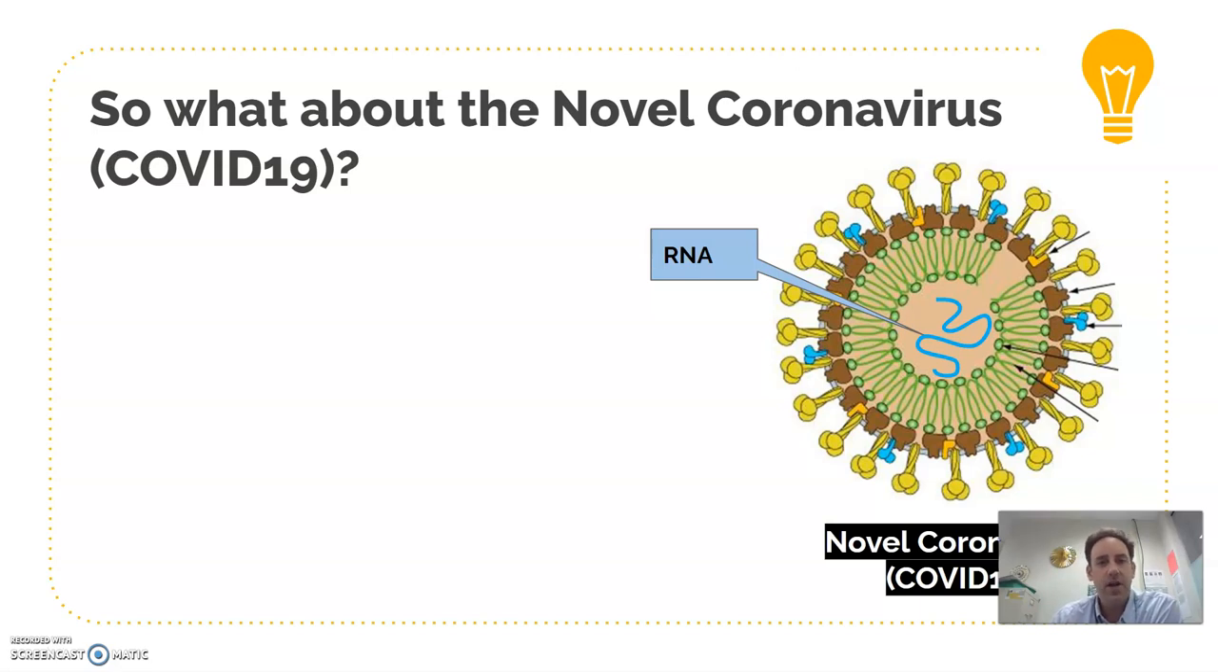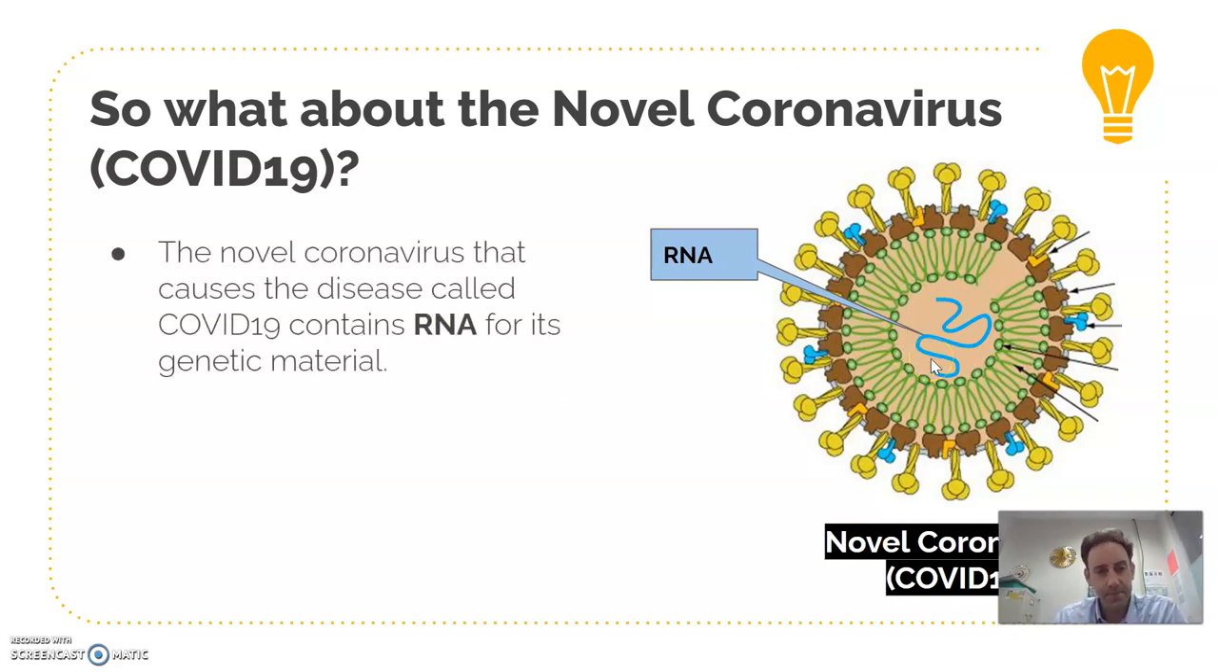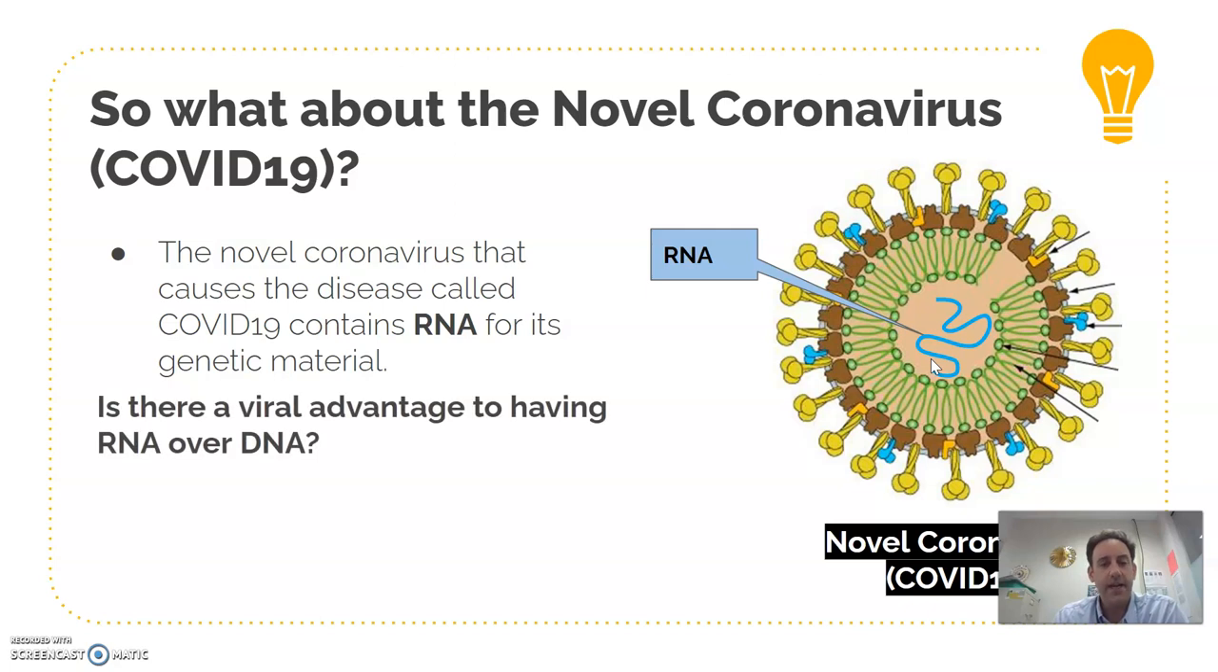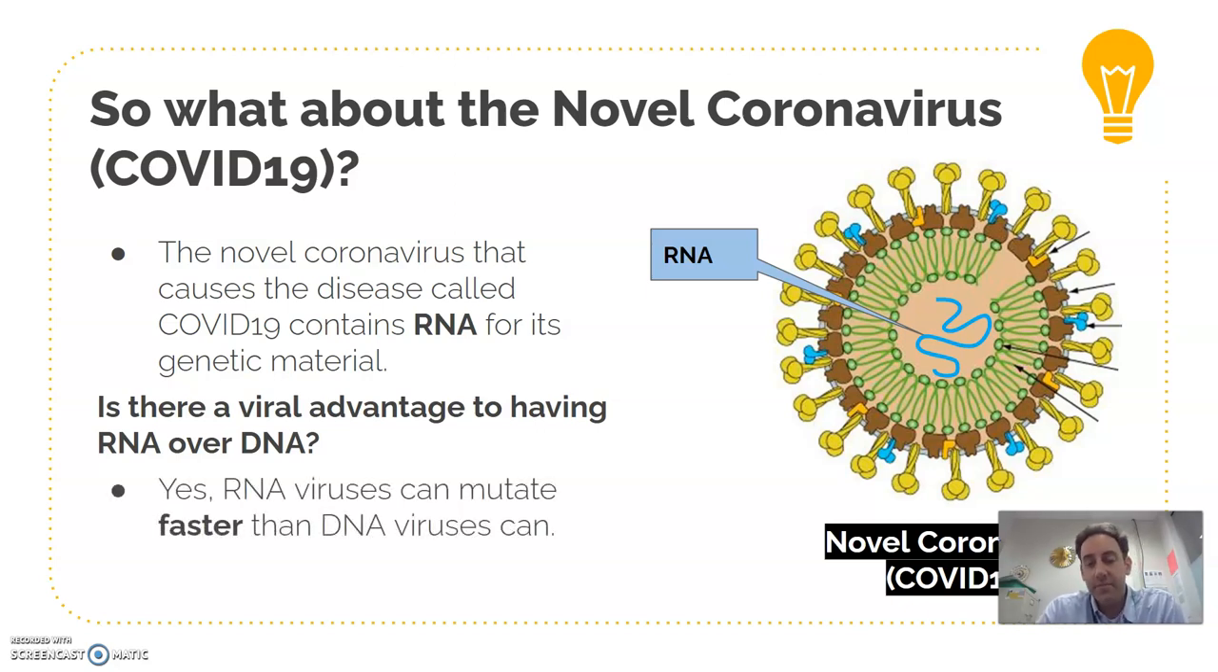Now, obviously, we should talk about COVID-19. That's the new coronavirus. You can see it has RNA as its genetic material instead of DNA. And you may wonder, well, is that a good thing, bad thing? Does that help the virus? Does it make it easier to deal with, harder to deal with? Well, it turns out it makes the virus harder to deal with, and that's because RNA viruses mutate faster than DNA viruses can. And the more mutations that happen, the more the virus changes, and the harder it is for us to deal with it.